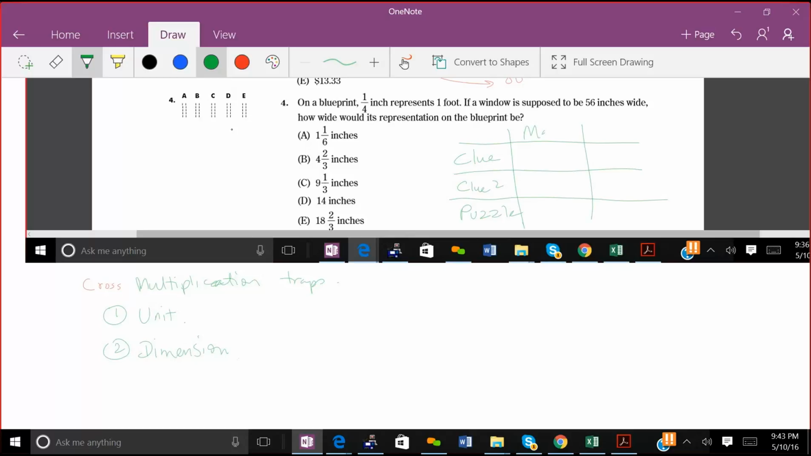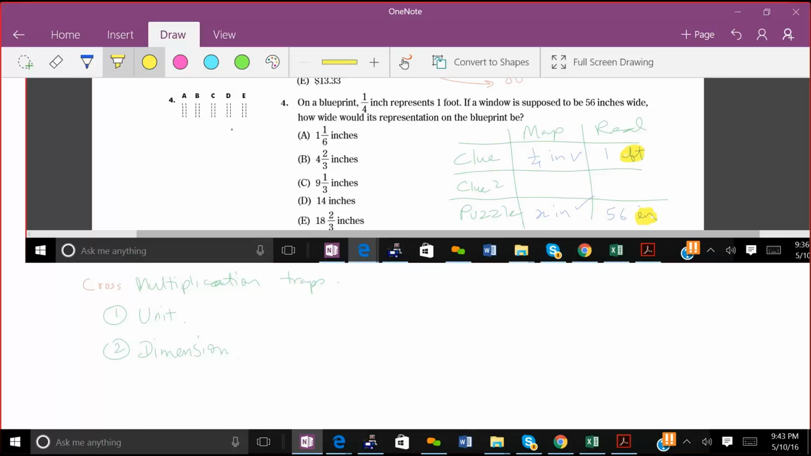The map and real. So the map here, they gave us 1/4 inch. The clue is 1/4 inches. In real life, 1 foot. The puzzle is 56 inches. And the answer is in X inches. Okay. So the inches and inches here are correct. But the problem is they trapped you by putting foot and inch here, different things.